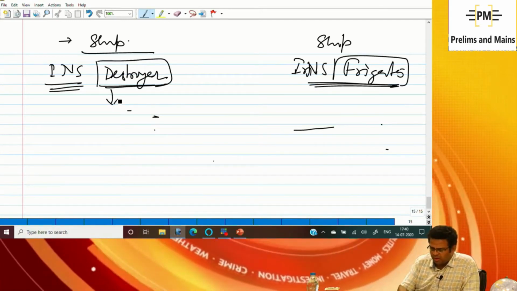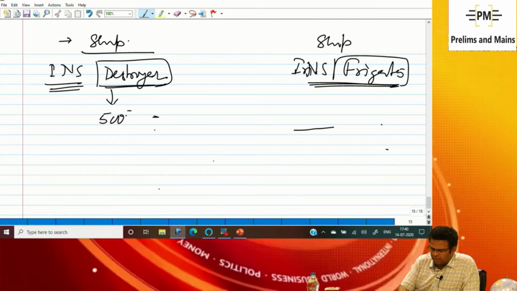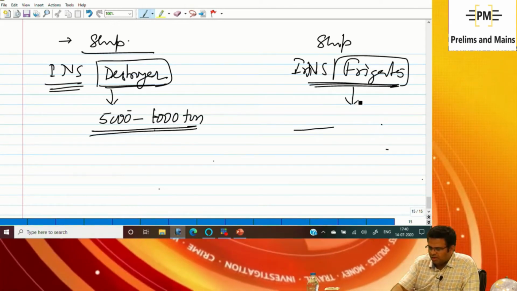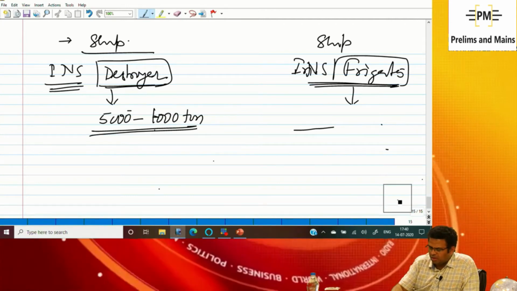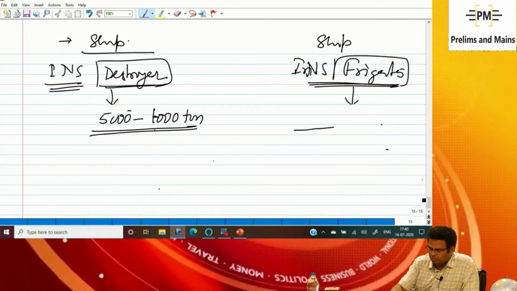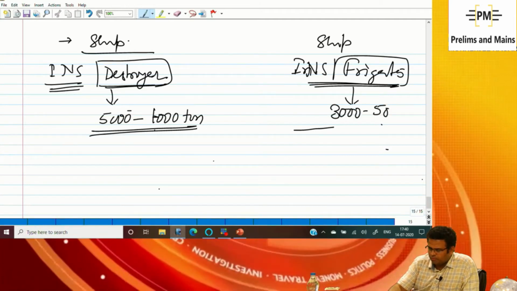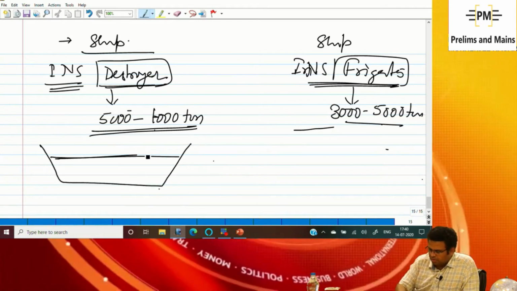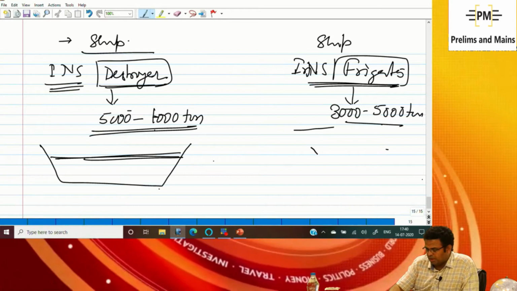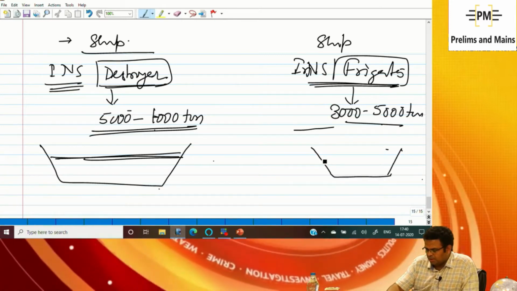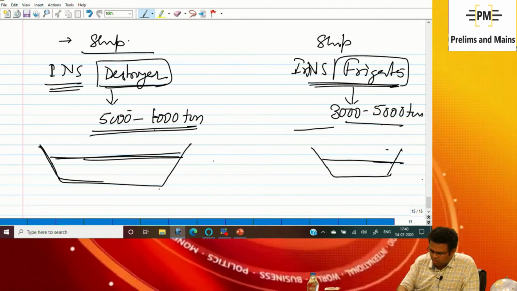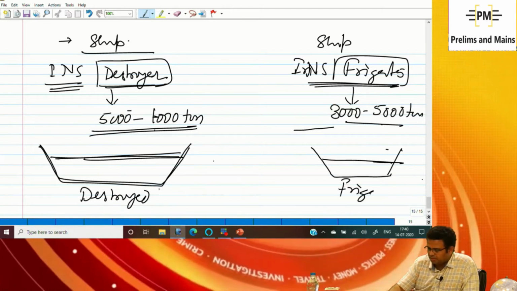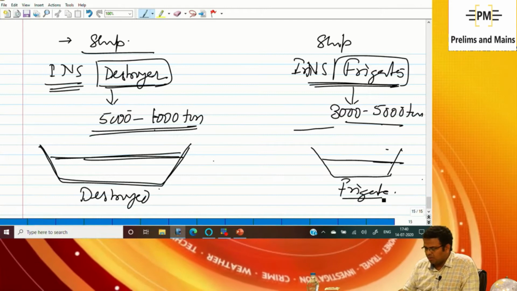The weight of a destroyer is roughly 5000 to 10000 tons, and a frigate's weight is around 3000 to 5000 tons. These are the ships in the ocean, the destroyer being bigger and the frigate smaller. I will discuss them when I do the Navy section.